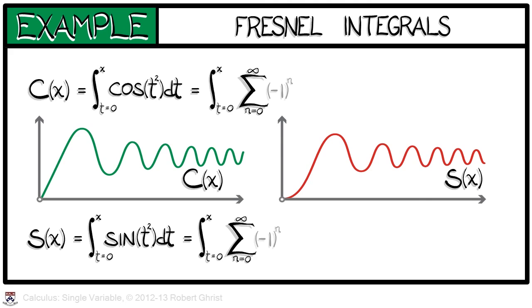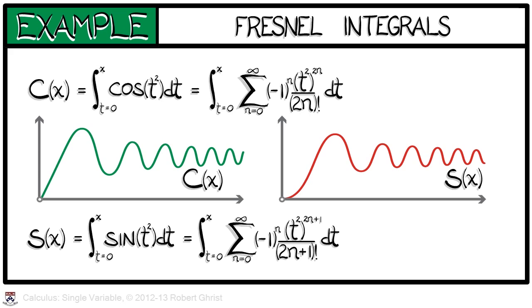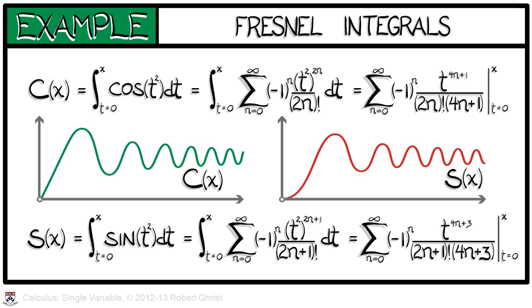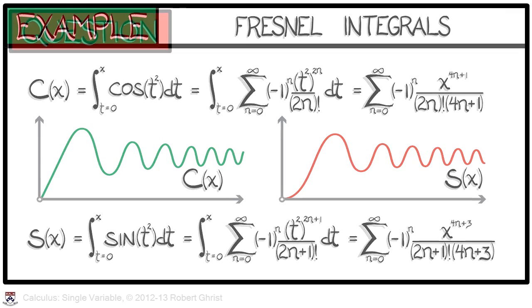Well, one way to do so would be to use a Taylor series. Expand out cosine t squared or sine t squared using the familiar formulae, and then integrate term by term. Substituting in the values from 0 to x gives us power series formulae for these functions that are extremely useful, especially for smaller values of x.